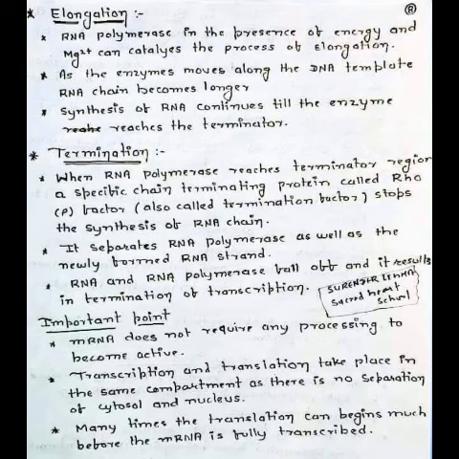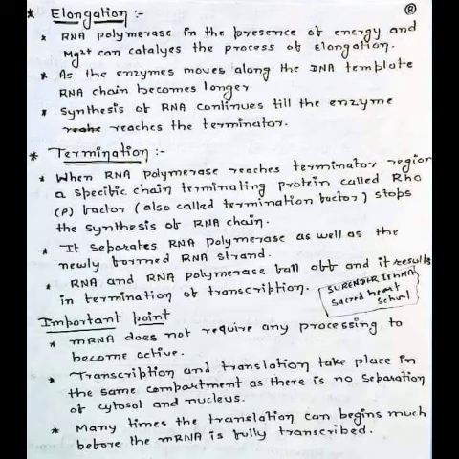The next step is termination. When the RNA polymerase reaches the terminator region, a specific chain terminating protein called Rho factor, also called termination factor, stops the synthesis of the RNA chain. It separates the RNA polymerase as well as the newly formed RNA strand. RNA and RNA polymerase fall off and it results in the termination of transcription. So an important point is that the messenger RNA does not require any processing to become active.